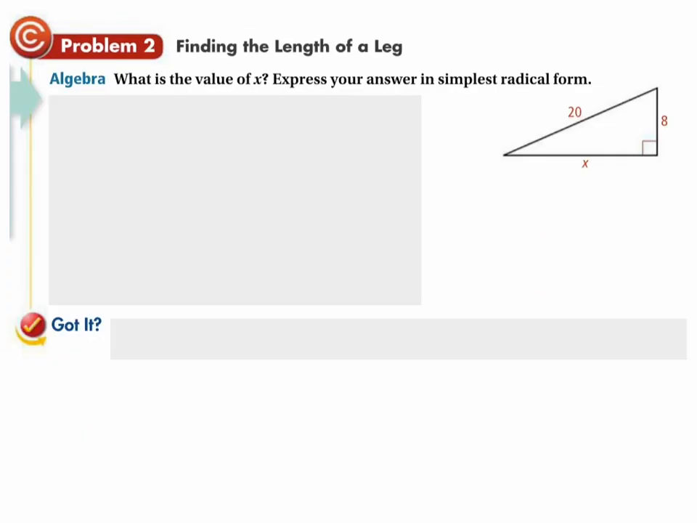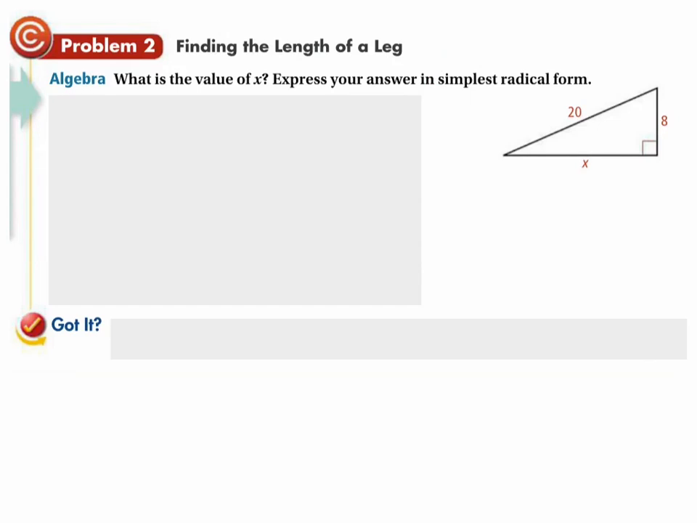All right, so in this example problem, what we're doing is finding the value of one of the legs. What's the value of x? Express your answer in simplest radical form. This means that we're not going to be getting a perfect whole number and not necessarily dealing with a Pythagorean triple, because we don't have to always deal with a perfect Pythagorean triple.